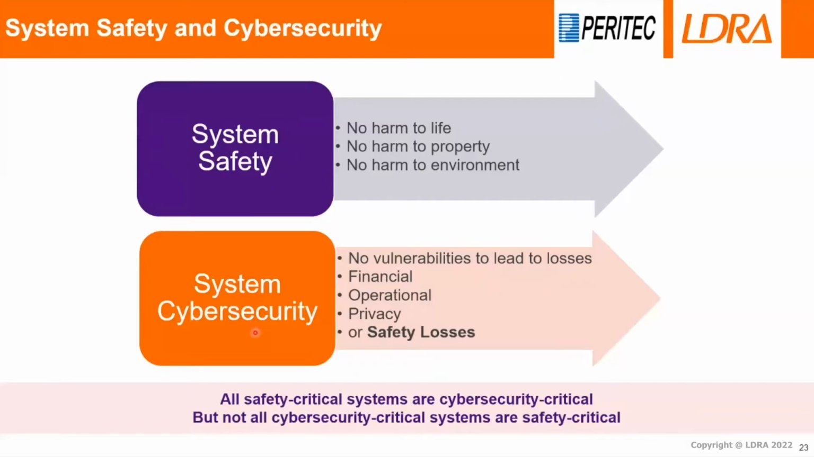So we are not only concerned about the financial, operational, or privacy losses related to the web-based application, but we are also concerned that a cyber security issue can have an impact on the safety of people, property, or environment. So this is what we need to protect by building safety and security into the system. So remember that all safety critical systems are cyber security critical in case they are connected to the external world. But all cyber security critical systems may not be safety critical.